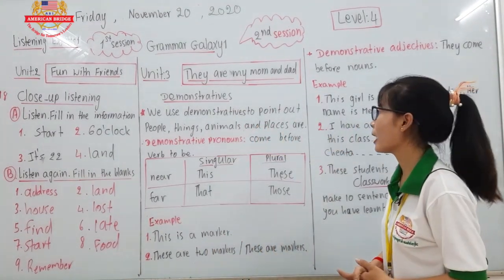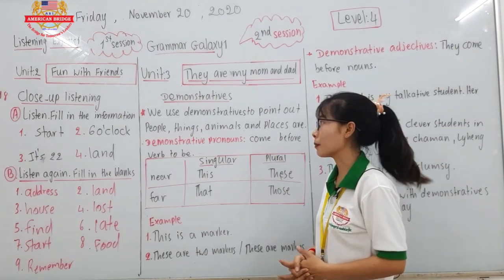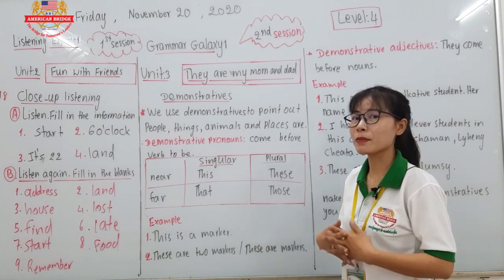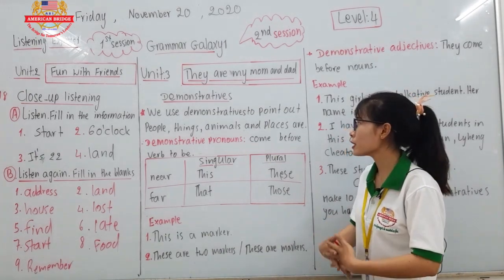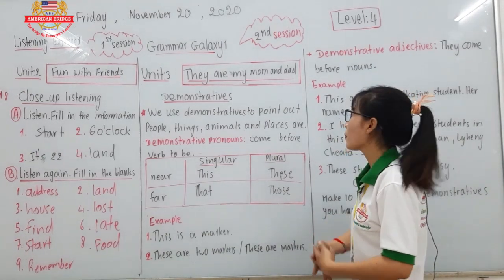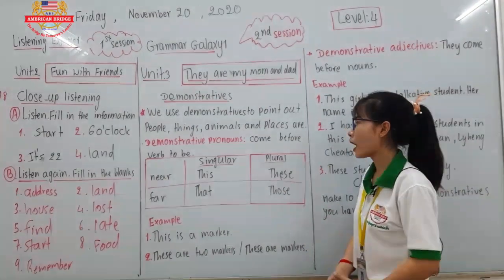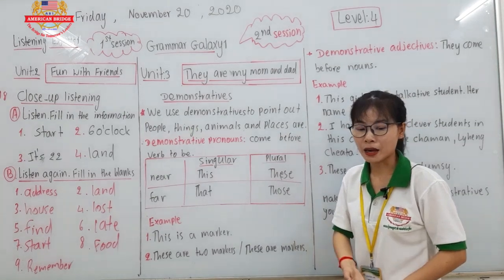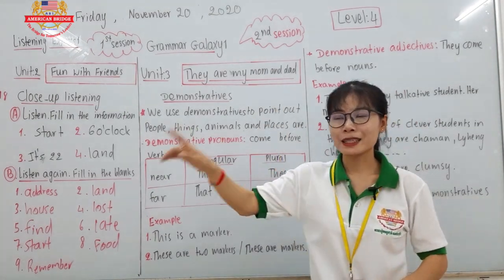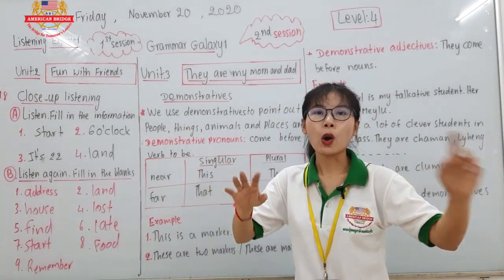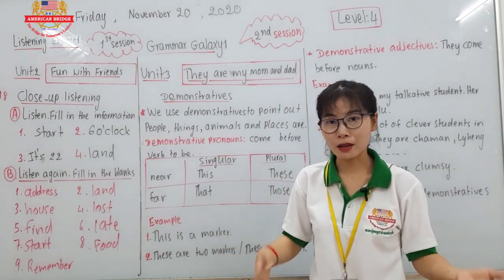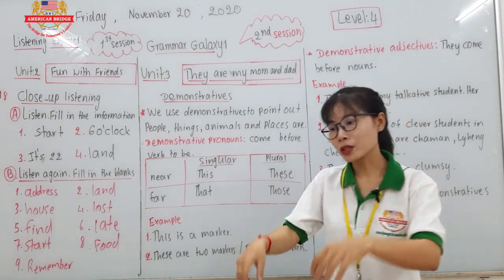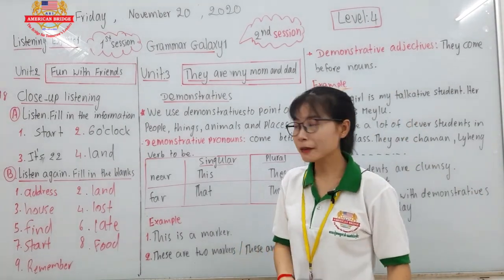They are my mom and dad, but today we are going to learn about demonstratives. What is a demonstrative and how can we use it? We use demonstratives to point out things, people, animals, and places. So we use them to point, like this thing, that thing, those things, or a lot of things that you want to mention by pointing, by holding, by raising, and so on, right?